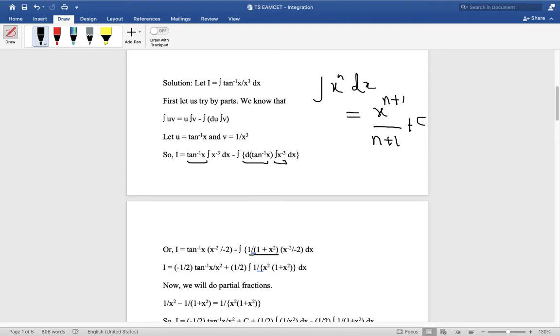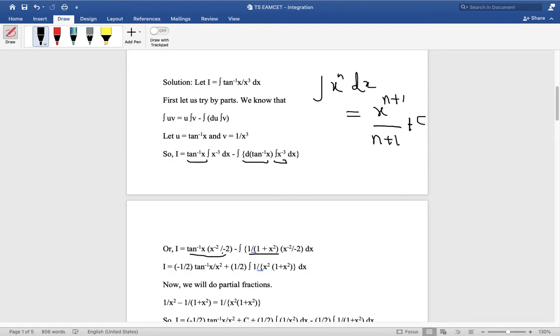Tangent inverse stays as tangent inverse. The differential of tangent inverse is 1 by 1 plus x square. Again, the integral of x to the power minus 3 is x raised to the power minus 2 by minus 2. So this is done. We are not bothered about this part now. Now we have to look at this. Minus and minus becomes plus. So 1 by 2 outside, and the integral of 1 divided by x square into 1 plus x square.